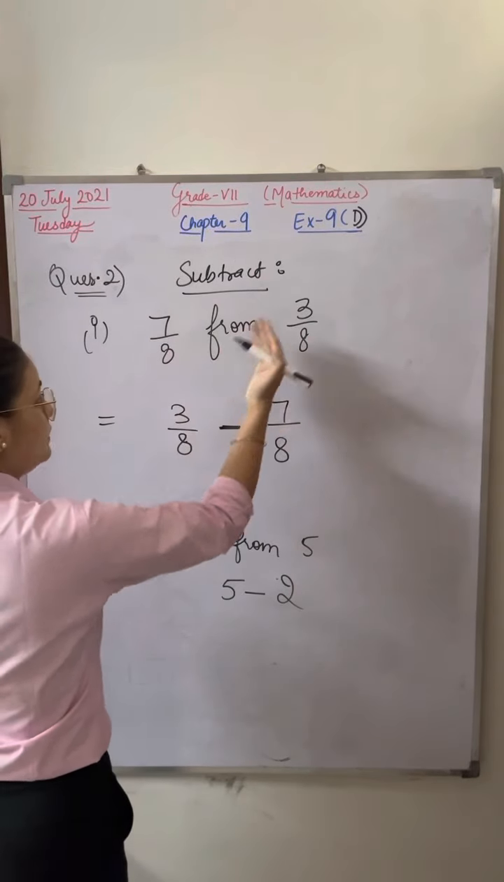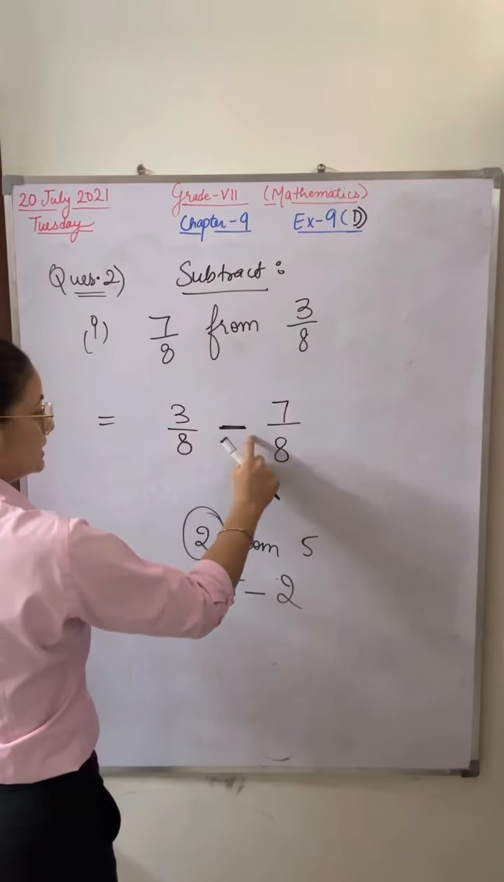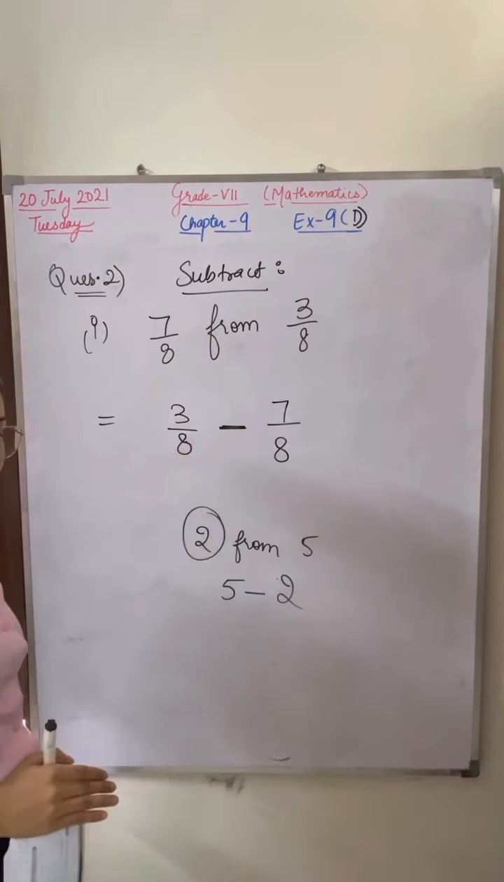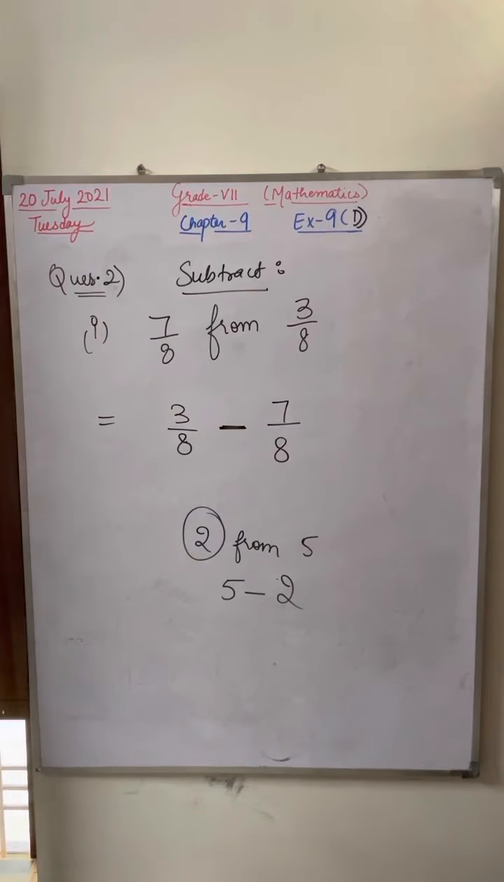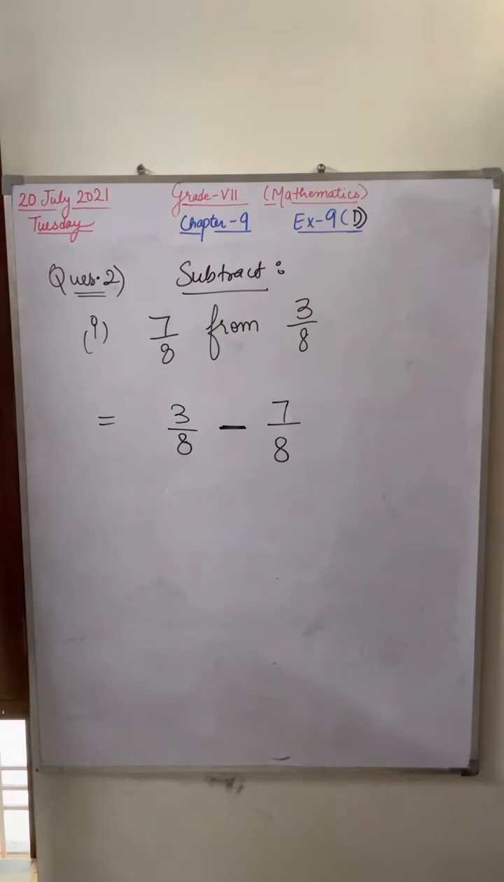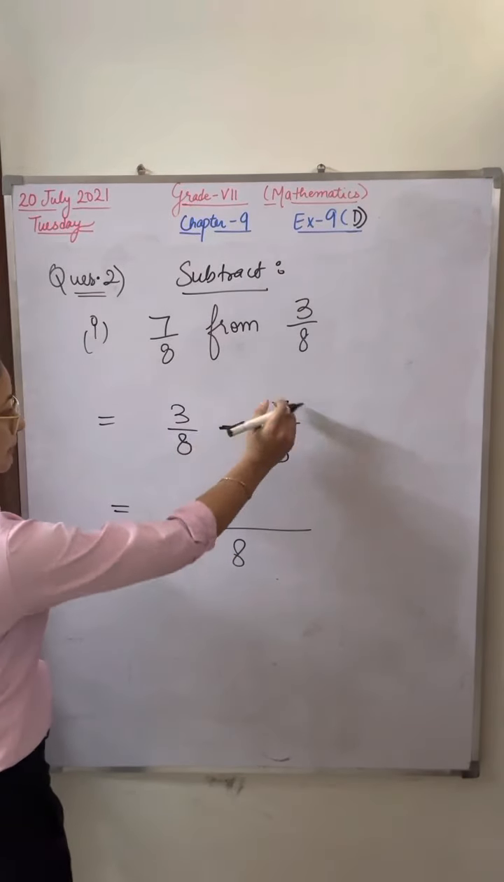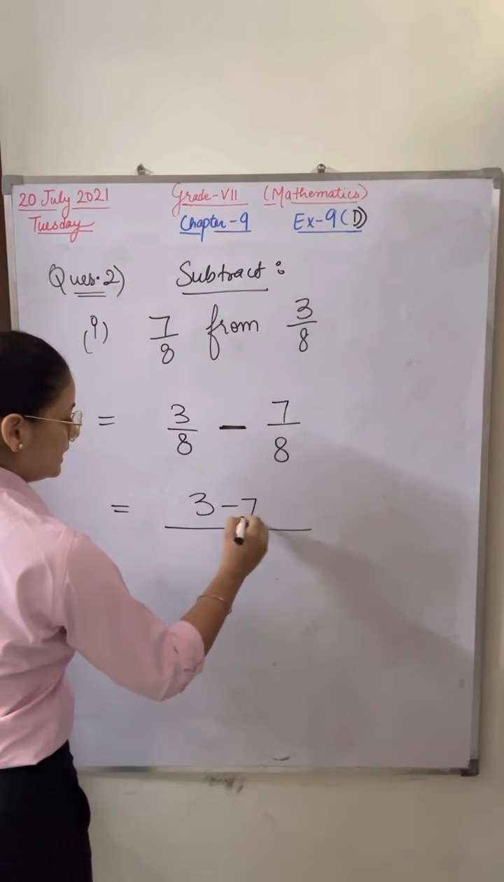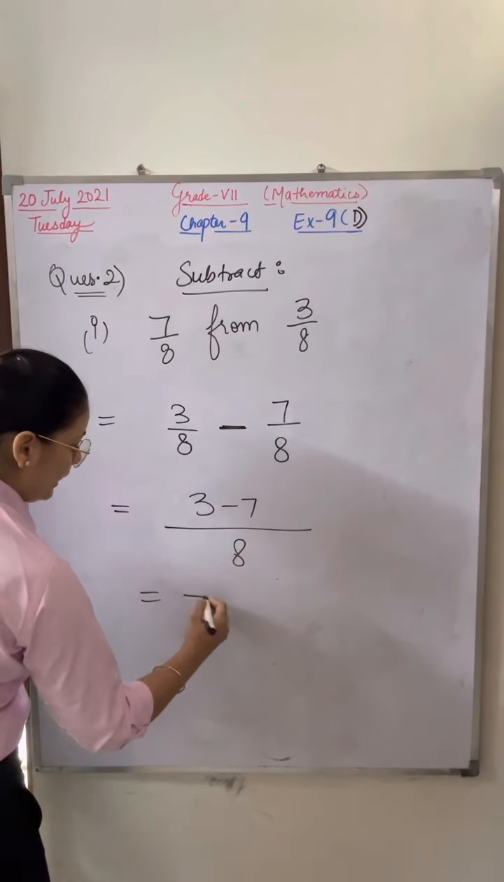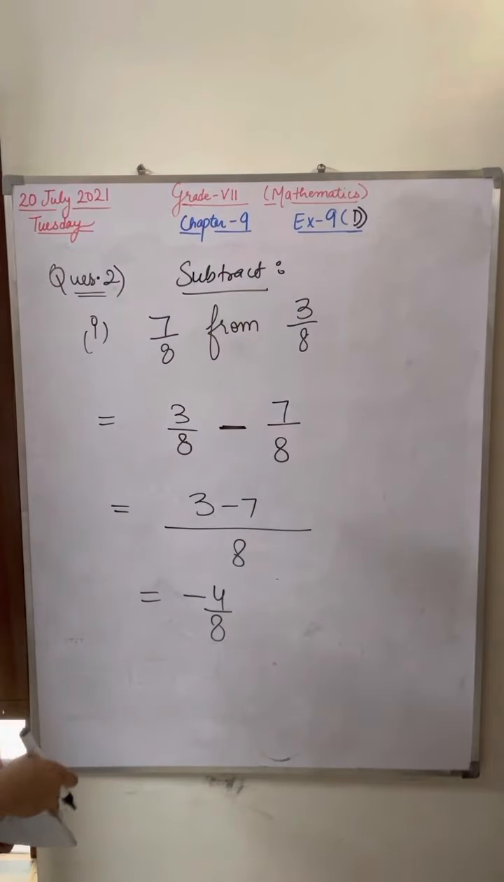7 by 8 from 3 by 8 means write down 3 by 8 in the beginning and then subtract 7 by 8 after that. Other steps are the same. If the denominators are the same, then take the LCM. The LCM will be the same, that is 8. Now subtract the numerators, 3 minus 7. 3 minus 7 will be minus 4 upon 8. Yes or no? Minus 4 upon 8.